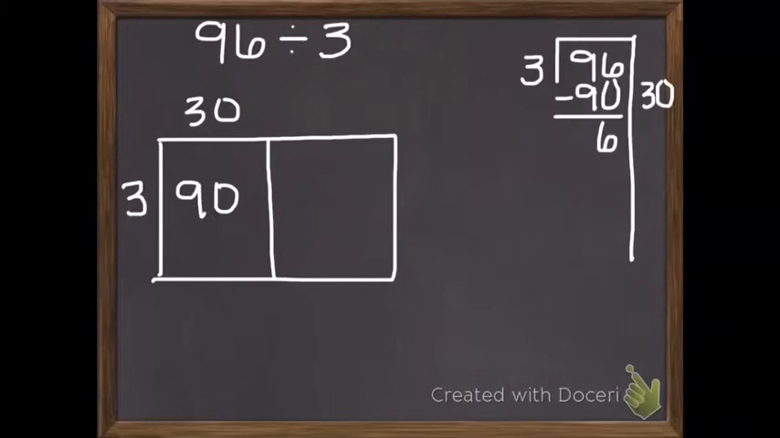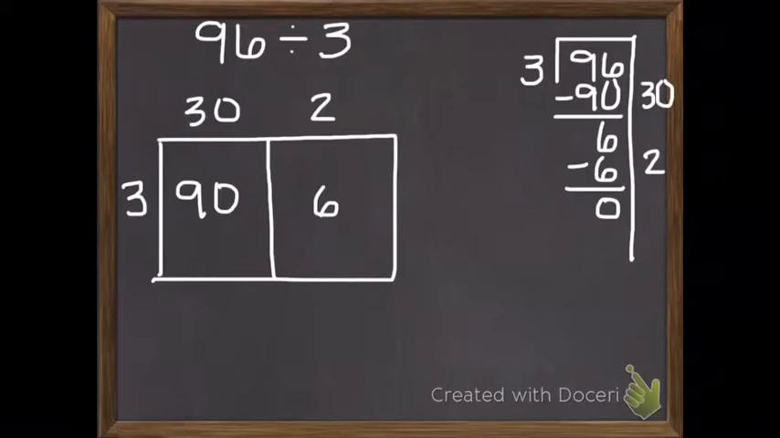So now I'm trying to think, 3 times what would get me 6? Well, I know in my fast facts that 3 times 2 will get me 6, so the area of this part is 6. Now I will come over to my big 7. I did 3 times 2 equals 6, so I just need to subtract that 6 from the dividend. And now I'm at 0, which means that I have completely filled up my dividend.